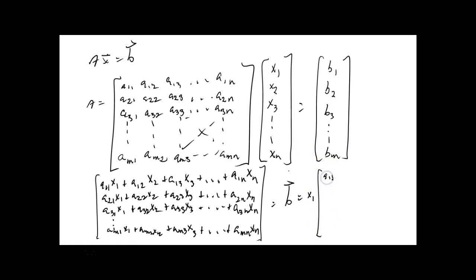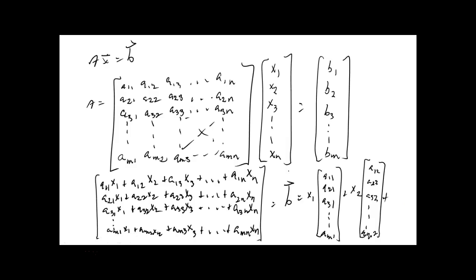This will be a11, a21, a31, dot, dot, dot, a m1, plus x sub 2 times a12, a22, a32, dot, dot, dot, down to a m2. Plus, and they keep on going. I don't have room to write them all in, but you see what they do. In fact, they stop early and just do dot, dot, dots.